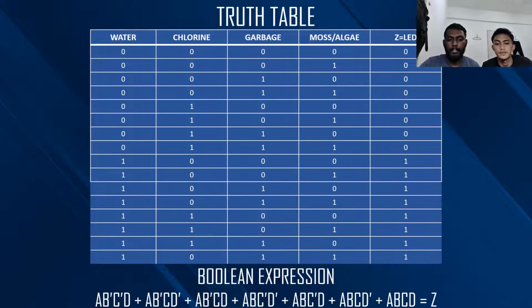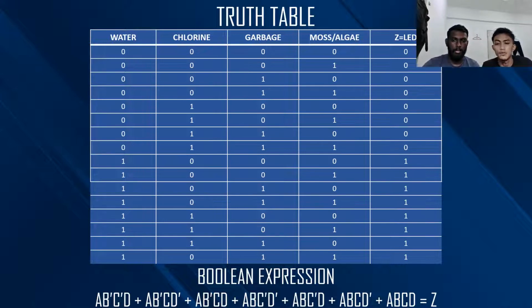So according to our truth table, whenever the chlorine, garbage or moss is 1, the alarm system will be turned on high. So based on the truth table, we get our Boolean expression, where we only see the high output. So we get A B bar C bar D plus A B bar C D bar plus A B bar C D plus A B C bar D bar plus A B C bar D plus A B C D bar plus A B C D.